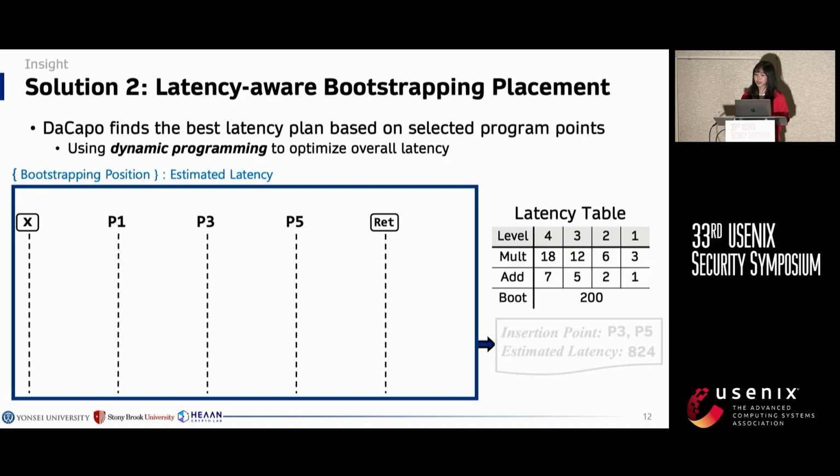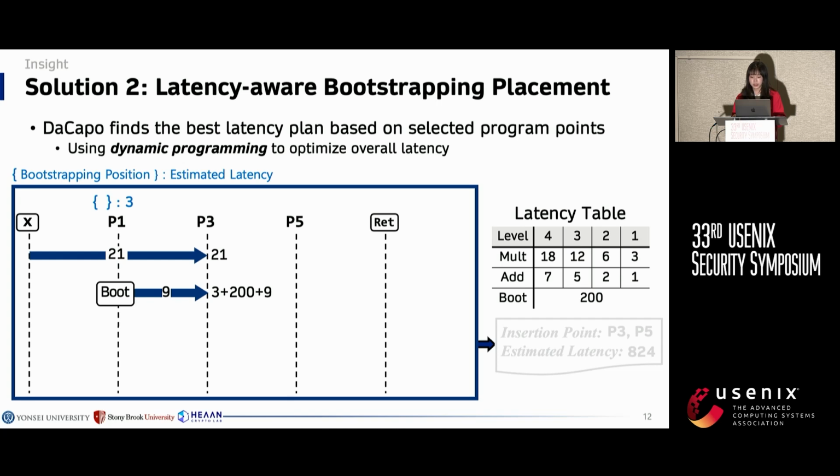As a second solution, this work proposes latency-aware bootstrapping placement to consider other CKKS operations. DaCapo applies dynamic programming based on the selected candidate points. First, there is only one plan to get from X to P1. So the best plan until P1 is this plan, and estimated latency is 3.